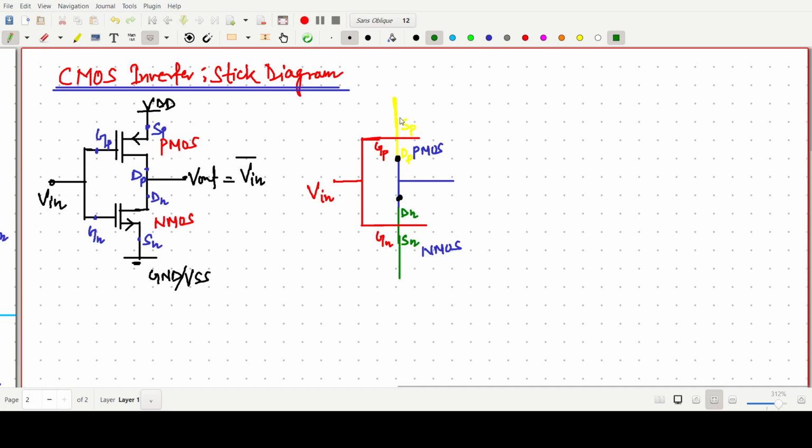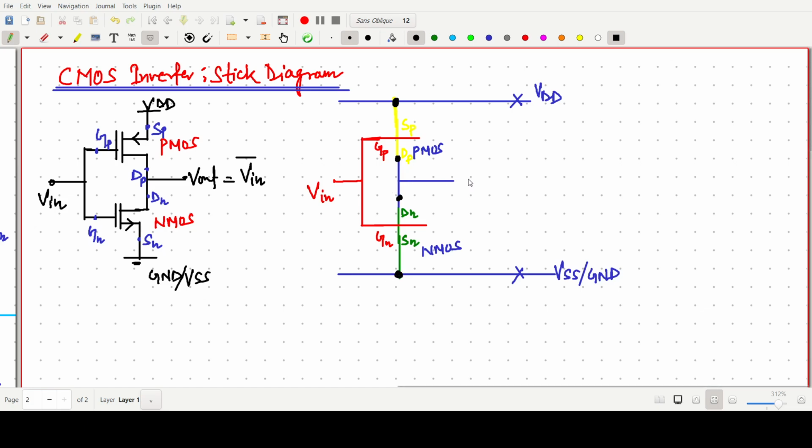Okay, now the source of P is connected to supply. For the supply region, we have to draw a metal line. So one metal line will be there. Okay, and for the ground one also some metal line will be there. So this one is called our VDD line, and this is our VSS, or simply we can say the ground line. Okay, and there is an electrical connection, so we have to make this electrical connection.